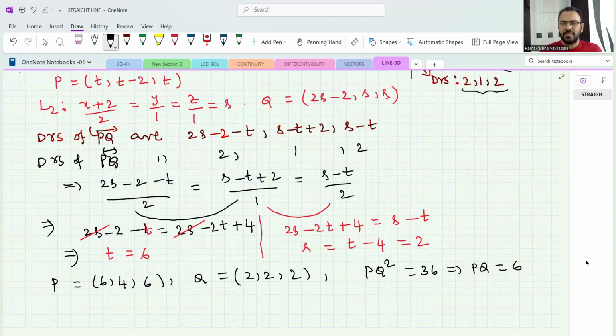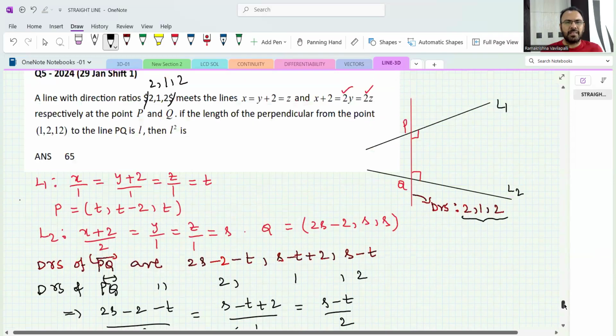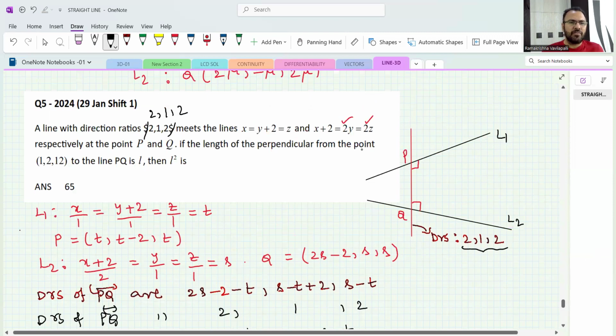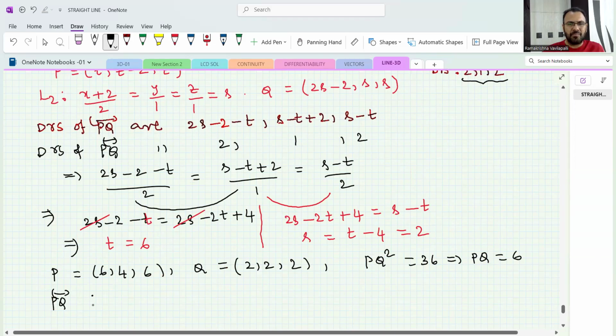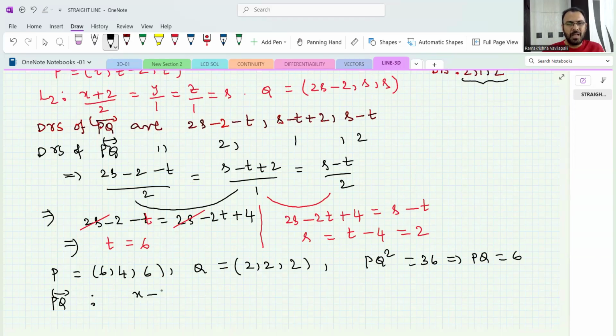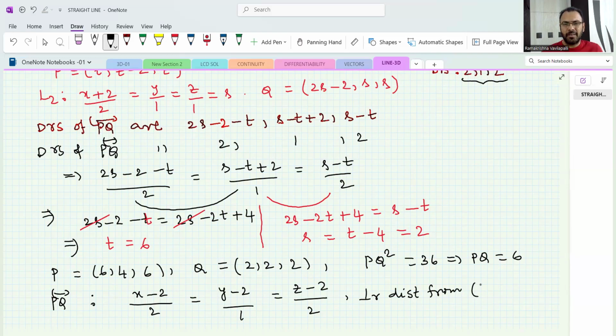This is one question, but here the question is entirely different. Further, the length of the perpendicular from the point 1, 2, 12 to the line PQ is L. So what is the line PQ? I'll take the point Q: (x minus 2) by 2, already the DRs are given, equal to (y minus 2) by 1, equal to (z minus 2) by 2. We are asking the perpendicular distance from 1, 2, 12 to the PQ line, which is L.